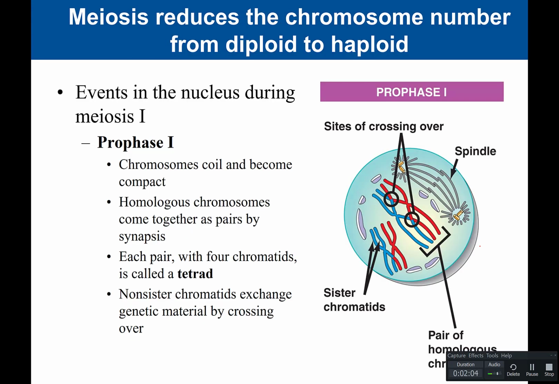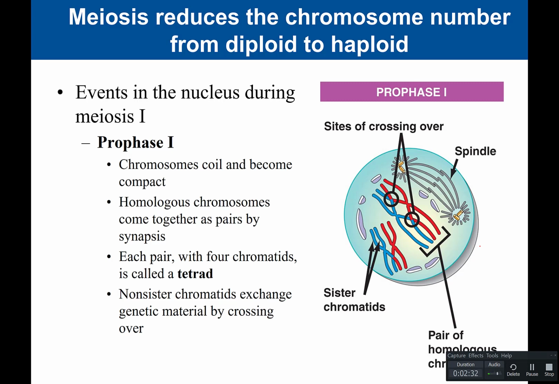So now we're going to walk through and talk about the stages in meiosis. And we're going to start with prophase I. In prophase I, chromosomes coil and become compact. The nuclear envelope is going to break down. The spindle is going to form. So that first part is very similar to what happens in mitosis. However, meiosis has something unique that happens that does not happen in mitosis.